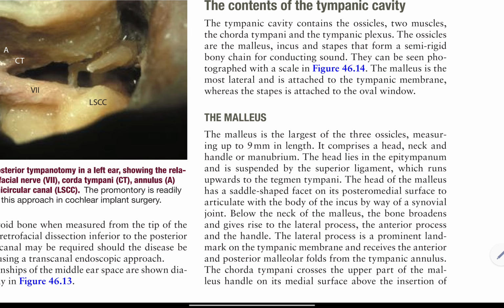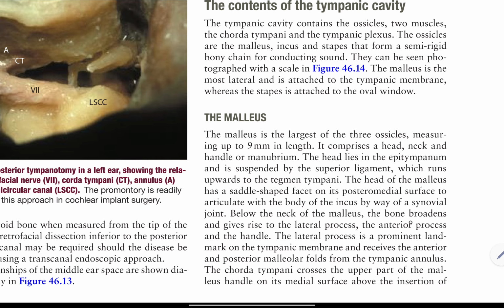The malleus is the most lateral and is attached to the tympanic membrane, whereas the stapes is attached to the oval window. The malleus is the largest of the three ossicles, measuring up to 9 mm in length. It comprises a head, neck, and handle or manubrium. The head lies in the epitympanum and is suspended by the superior ligament, which runs upwards to the tegmen tympani. The head of the malleus has a saddle-shaped facet on its posteromedial surface to articulate with the body of the incus by way of a synovial joint.